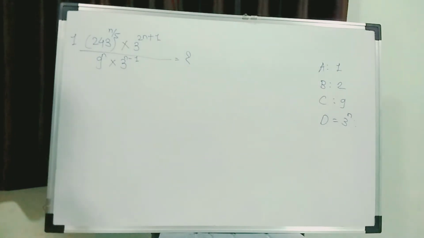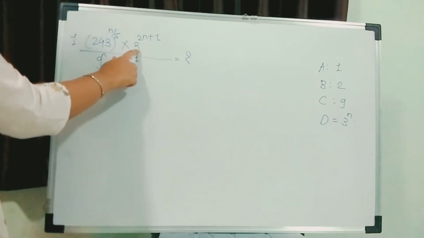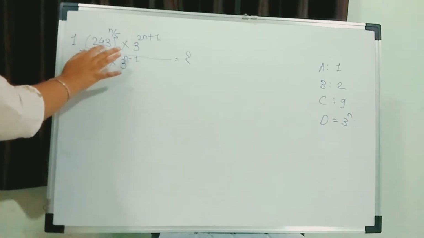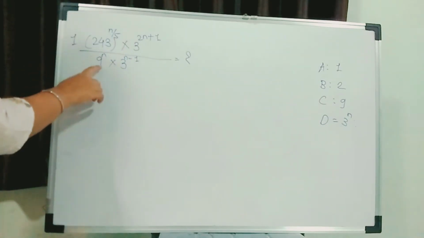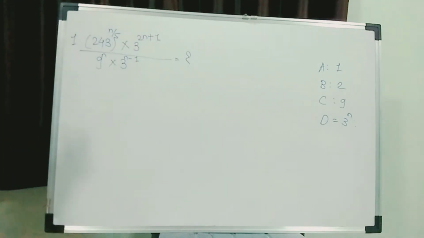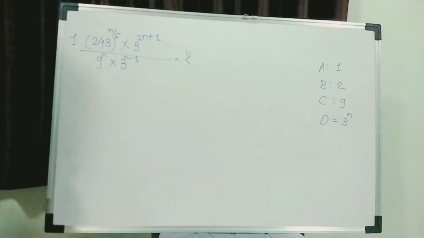Here I will convert this to base 3. Here 243, I will convert this 243 into 3. Here 9 base means... in the example, everything's base has to be made 3. Okay.